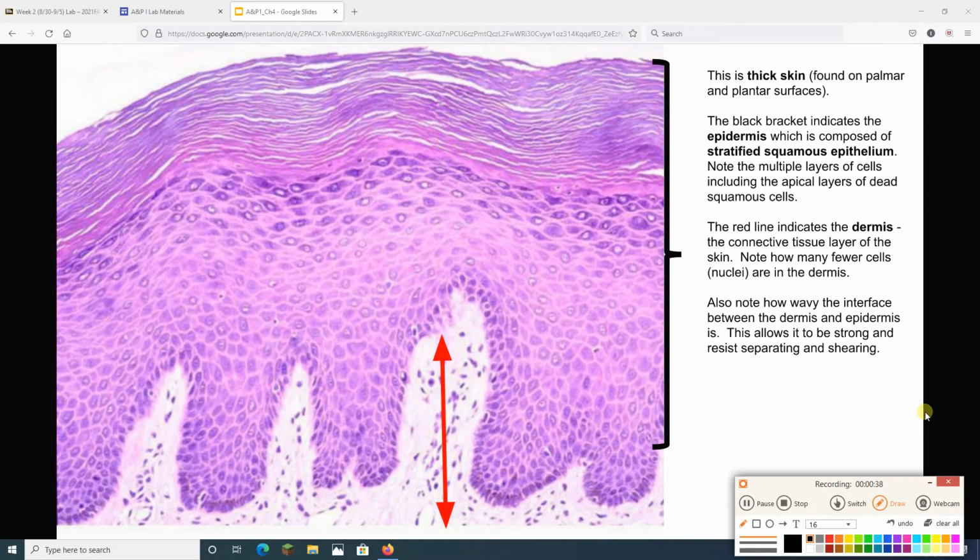Now, what I'm showing you here, this whole picture here is thick skin. We have thick skin in our palmar and our plantar surfaces.